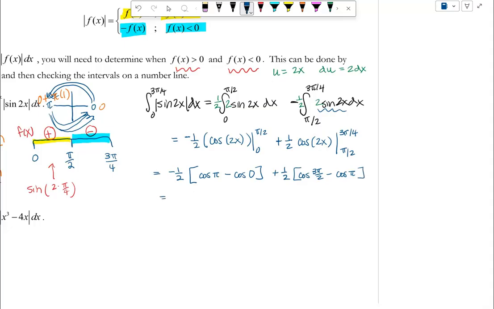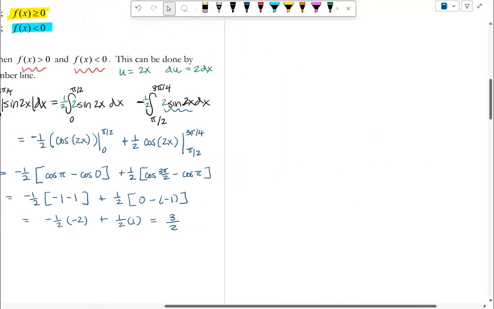So when I go ahead to clean this up, I have the cosine of pi, which is negative 1, minus the cosine of 0, so minus positive 1, plus 1/2 times the cosine of 3 pi over 2, which is 0, minus the cosine of pi, so minus negative 1. So we end up getting negative 1/2 times negative 2 plus positive 1/2 times 1, which is just positive 1 plus 1/2, or 3/2.